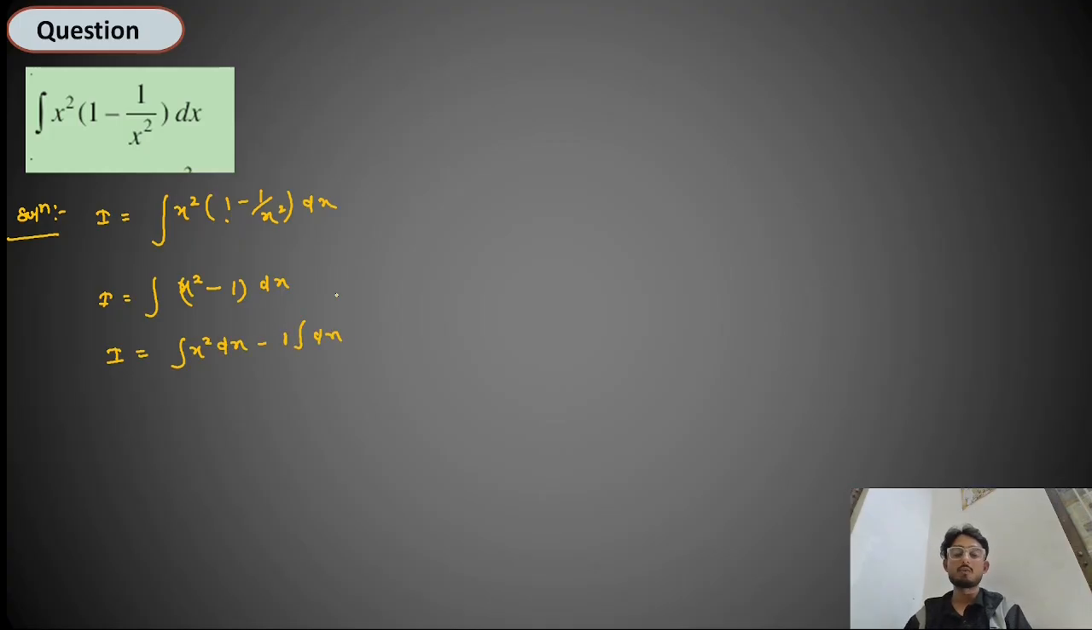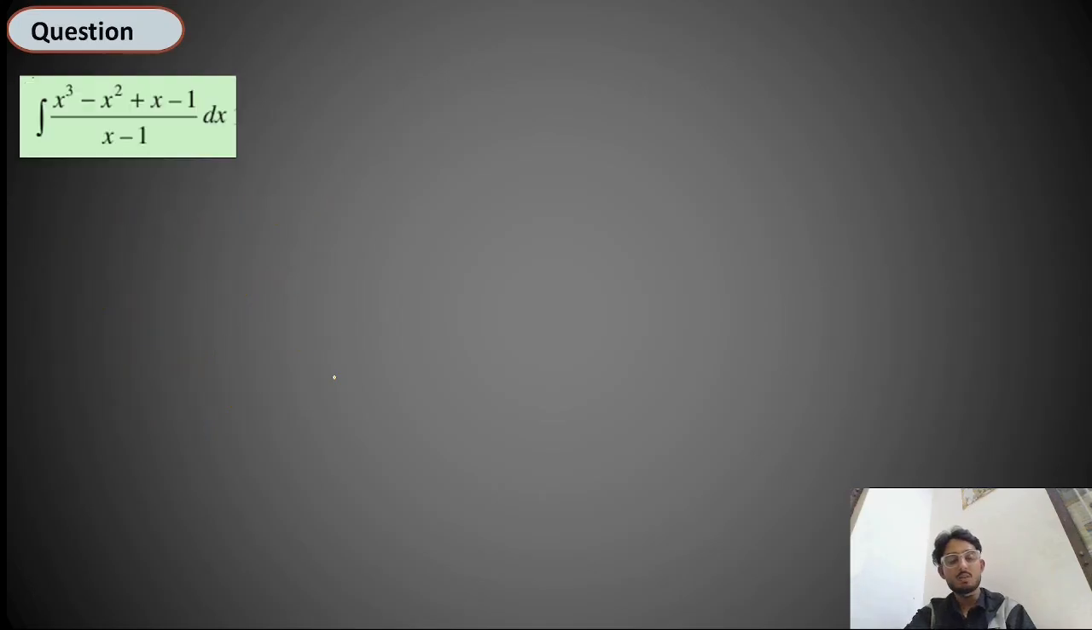Okay, now what will you do? You can do this term by term: the integral of x squared minus 1 dx. The integration of x squared gives x to the power 3, that is 2 plus 1 is 3, and in the denominator you write 2 plus 1, 3, minus the integration of dx, which equals x, plus c. Let's move on to another question.